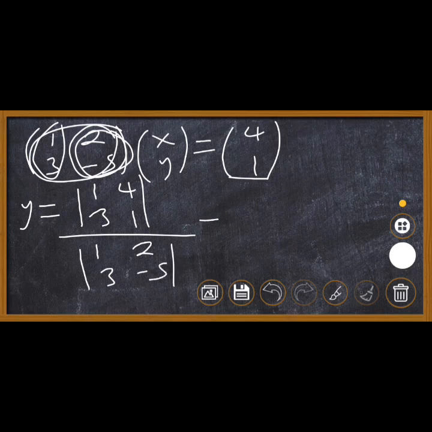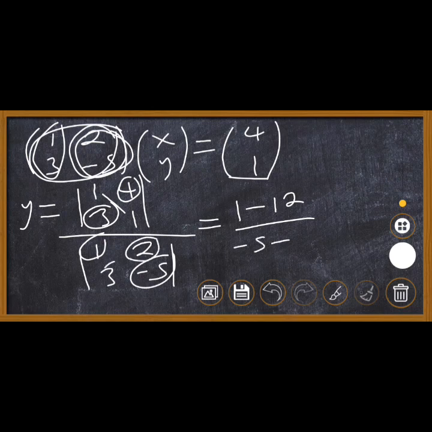So let's find the determinants for these. In this case we are going to multiply the major diagonal, that is 1 and 1 here. So 1 multiplied by 1 is simply 1. Then we subtract 4 multiplied by 3, it's simply 12. And then here we have 1 multiplied by negative 5, we are going to have negative 5. Then subtract 2 multiplied by 3, we are going to have 6. So in this case, what is 1 subtract 12? We are going to have negative 11, over negative 5 minus 6, it's negative 11.